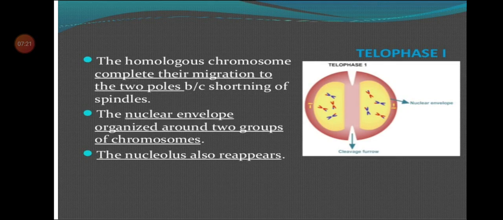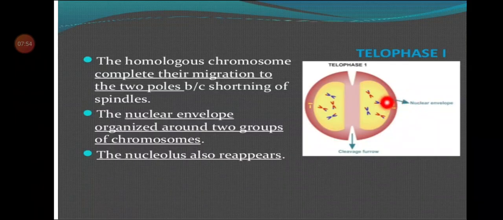The nucleolus reappears. I repeat, the haploid number of chromosomes, after reaching their respective poles, becomes uncoiled and elongated. You can see the chromosomes have become uncoiled and elongated. The nuclear membrane and nucleolus have reappeared in this telophase stage, and the two daughter nuclei are formed. You can see there are two daughter nuclei, one is this and one is this.